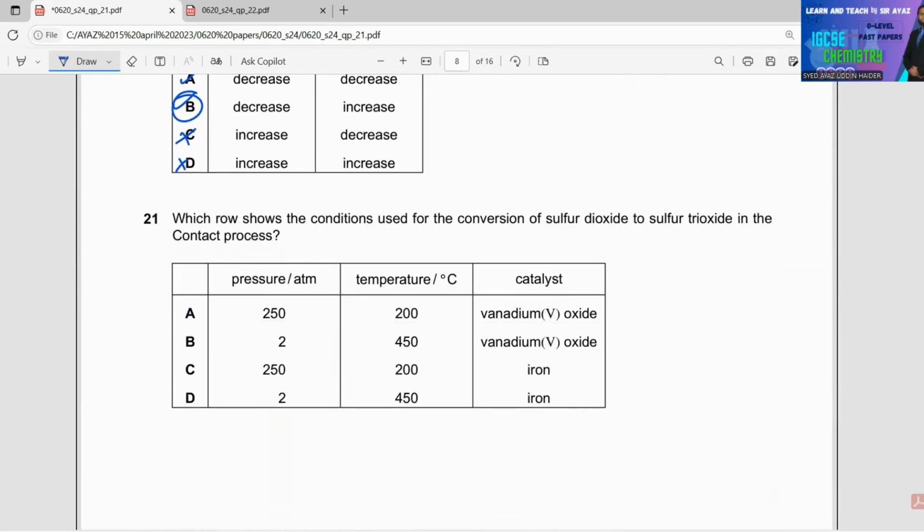21. Which row shows the conditions used for the conversion of sulfur dioxide to sulfur trioxide in the contact process? This is something which you have to learn by heart. You know the conditions. Pressure is 2 atm, temperature is 450 degrees centigrade, and the catalyst used is vanadium(V) oxide. So B is the right answer in this case.